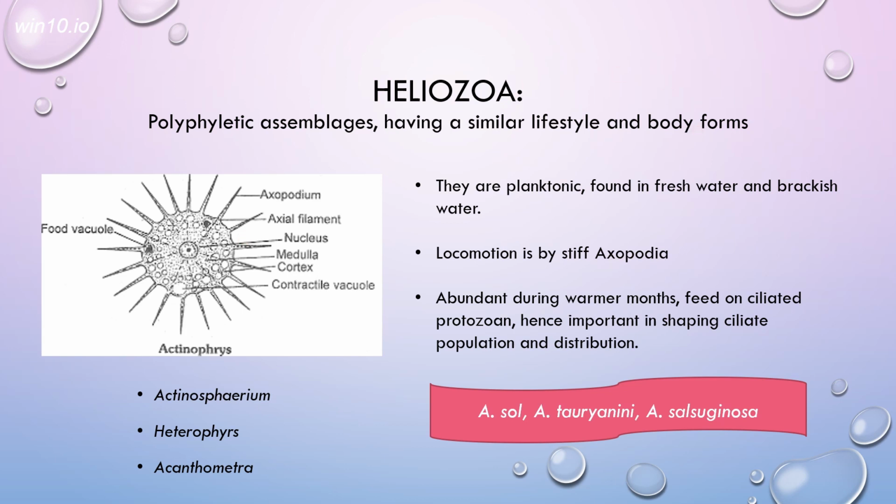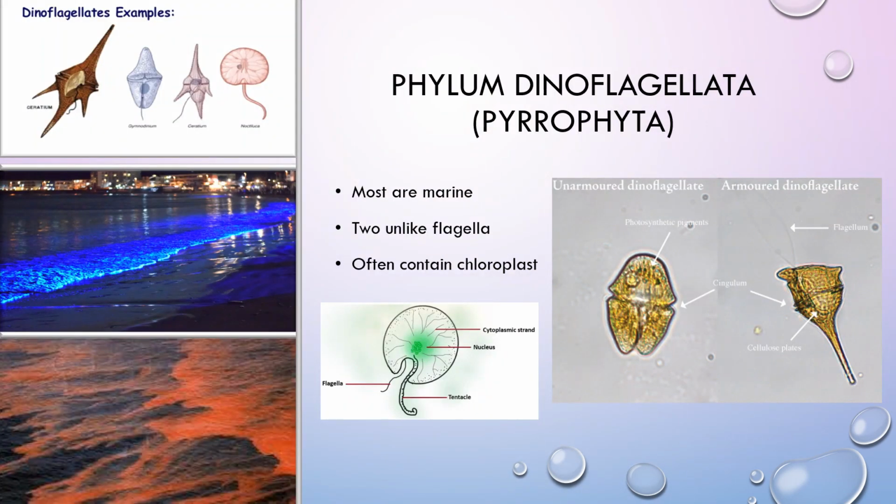Then coming to the phylum Dinoflagellata, also known as Pyrophyta. So why is phylum status given here? Because all the different types of dinoflagellates shown here have originated from a common ancestor. And unlike the previous phyla, the Heliozoa, which are commonly restricted to fresh water and brackish water, the majority of the phylum Dinoflagellata can be seen in the marine habitat. However, recently some groups also exist elsewhere, but it's most prominent in the marine environment.